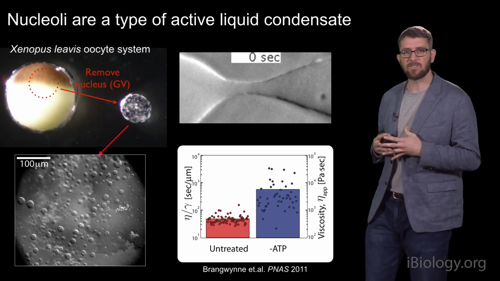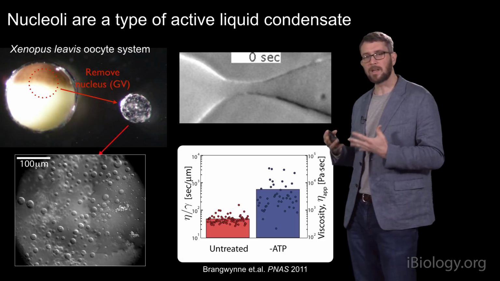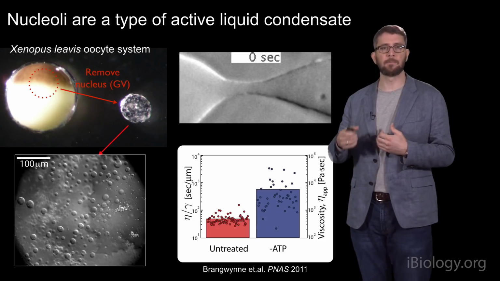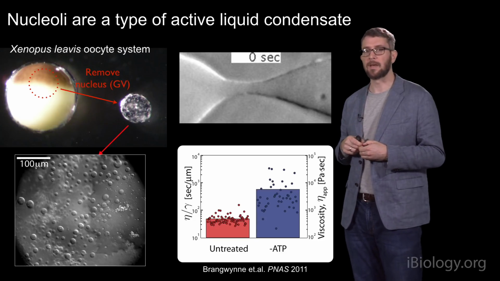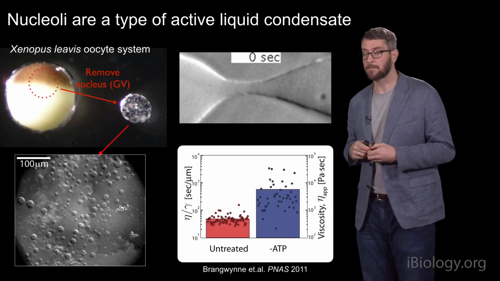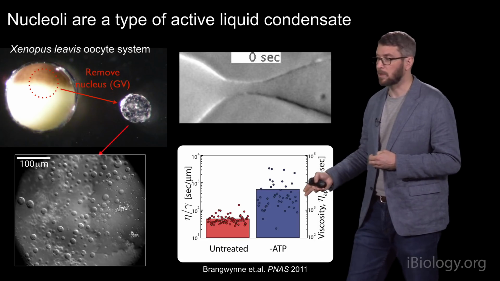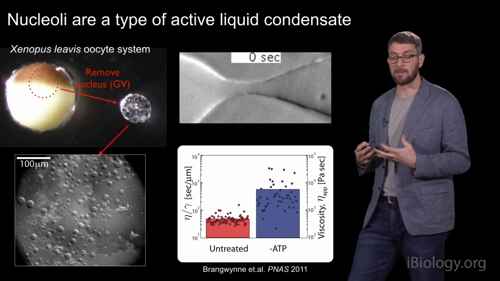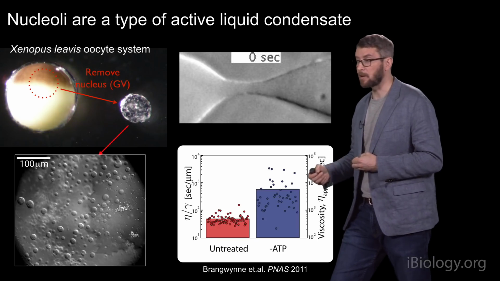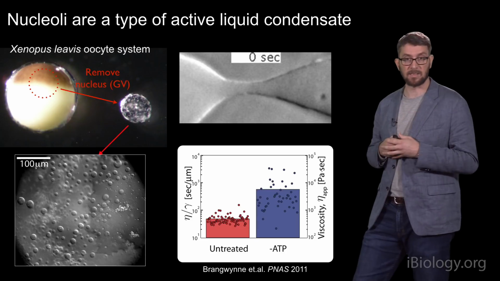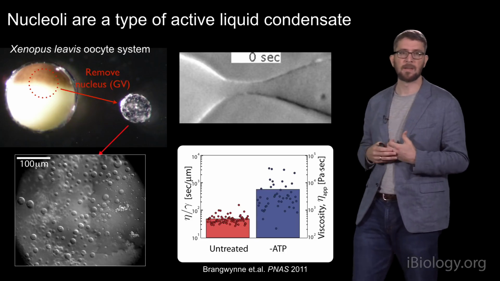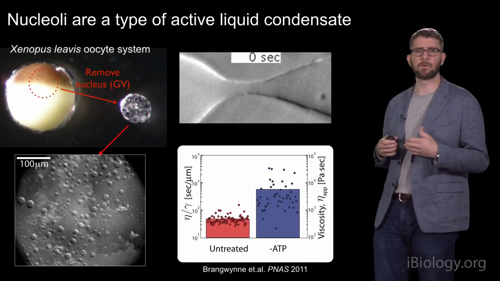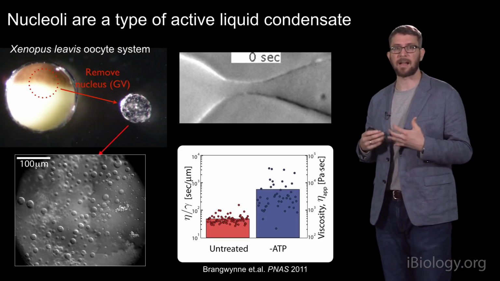But there's an interesting twist to this, which is that this liquidity, this fluidity, is dependent on non-equilibrium biological processes that are occurring throughout the cell. And so this is showing that if we deplete the cell of ATP, which is the battery of the cell, then the apparent viscosity of these structures goes up significantly. So there seem to be features of non-equilibrium dynamics that are regulating the fluidity of these structures, and that's why we refer to them as active liquids, or active liquid condensate.